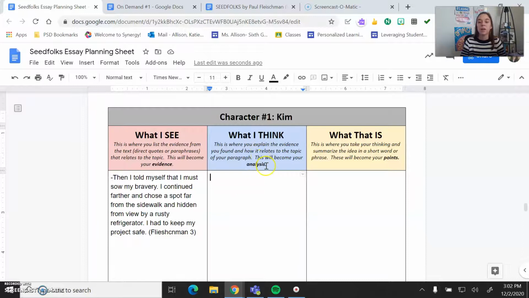Next, I'm going to go into that What I Think. So now I'm going to process what this is. What does this quote mean when I'm thinking about contributions to the garden? This is backwards from how we kind of learned how to do it, and that's fine. There's no right approach, guys. It's all about just getting that PEA written, okay? So this says, what I think, this is where you explain the evidence you found and how it relates to the topic of your paragraph. This will become your analysis, and it's blue like analysis.